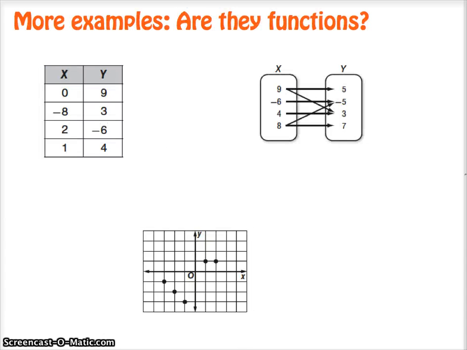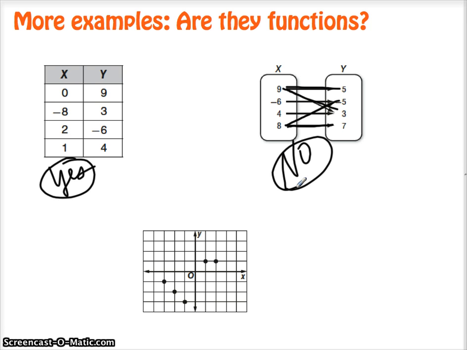So, next, looking at some more examples. Are they functions or not? Well, the inputs, 0, -8, 2, 1. Do any of those repeat? No. So, yes, that is a function. Okay, the next one, 9, -6, 4, 8. We can see 8 goes to two different outputs, 9 goes to two different outputs. So is that a function? No. Okay, no it is not, because 9 goes to two different outputs.